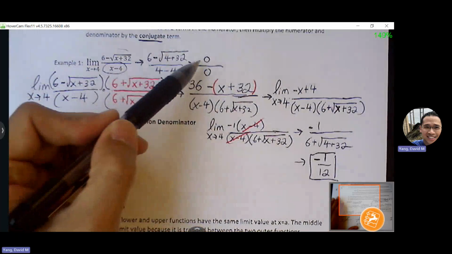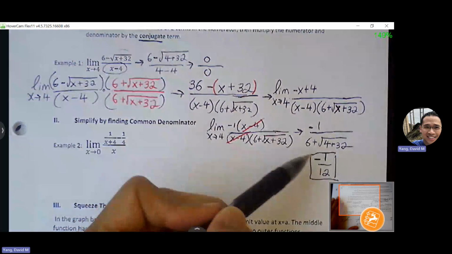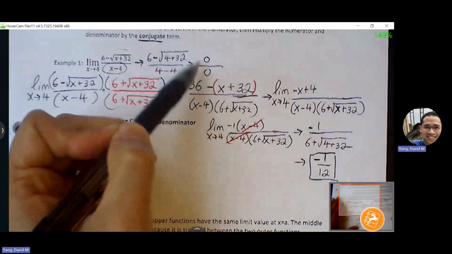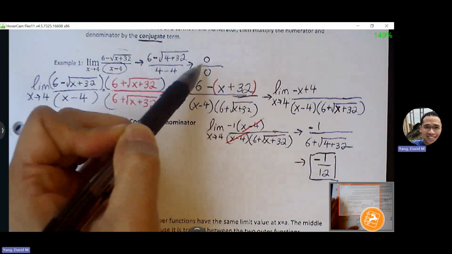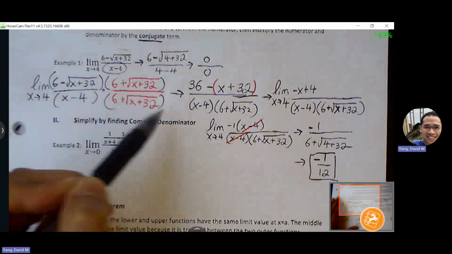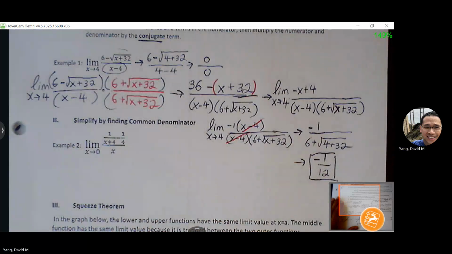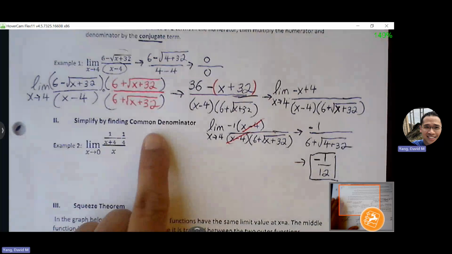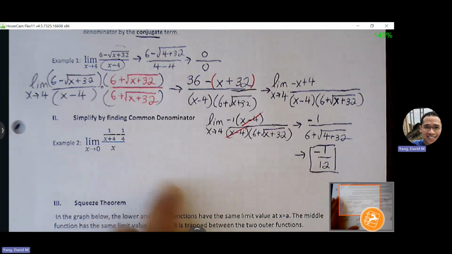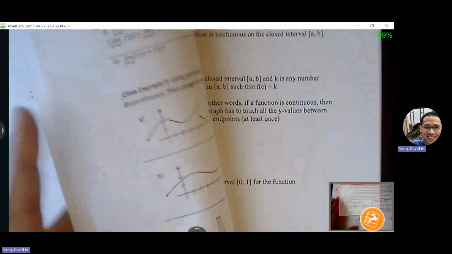Whenever you get a 0 over 0, your goal is to try to get down to a number. You know that there is a real number waiting for you at the end of the problem. We just have to make sure that we know how to get to it. There's one more thing that we haven't gone through, that's common denominators. We'll do that tomorrow.